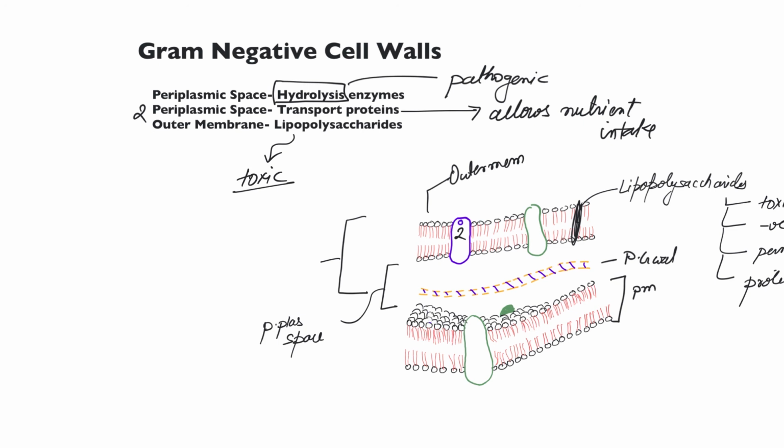Now a very important component is the Braun lipoprotein. The Braun lipoprotein is of another importance to us, because it covalently links the outer membrane to the plasma membrane, and thus is of greater significance. So we see, even though the gram negative walls are a little bit thinner, it has a lot of other machinery that makes up for it. I hope this makes sense.